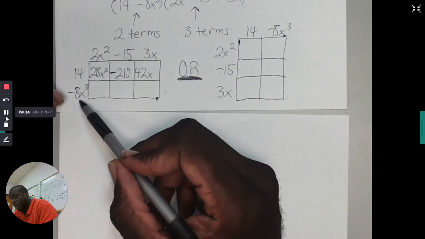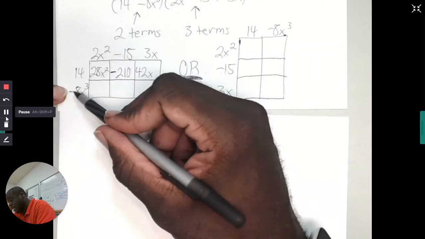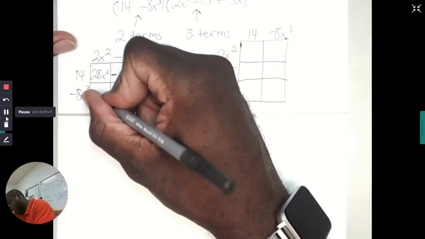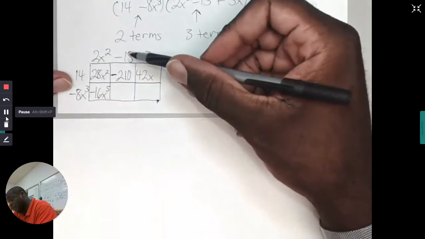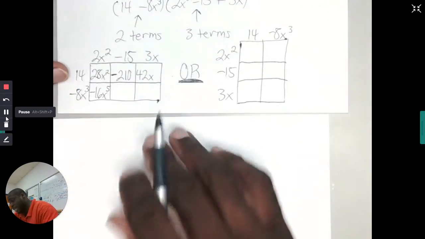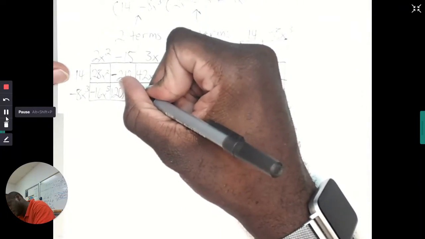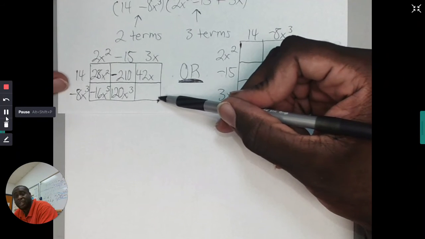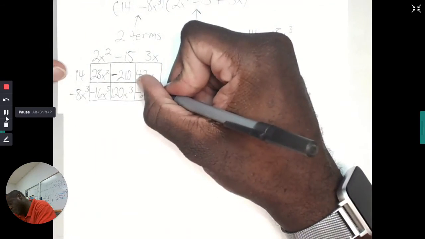So at the bottom, we're distributing that negative 8x cubed times all three of those parts. So negative 8x cubed times 2x squared gives you negative 16x to the fifth, excuse me. All right, we multiply negative 8x to the third times negative 15. Negative 8 times negative 15 gives us positive 120. And then for the last thing, we multiply negative 8x cubed times 3x. That gives us negative 24x to the fourth.